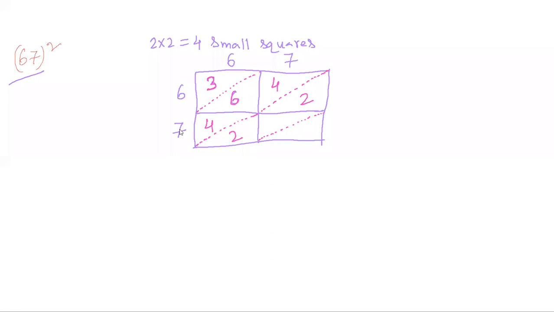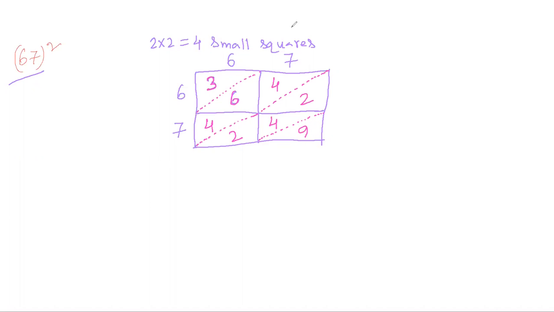Now we will take this 7 and this 7. 7 into 7, 49. That result we have to write in this square box. So here I will write 4 and here I will write 9.